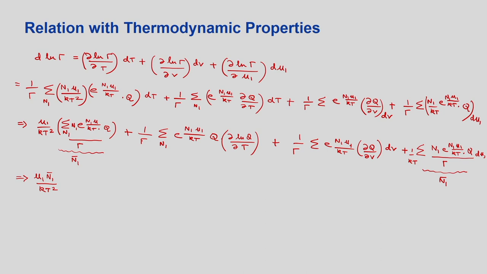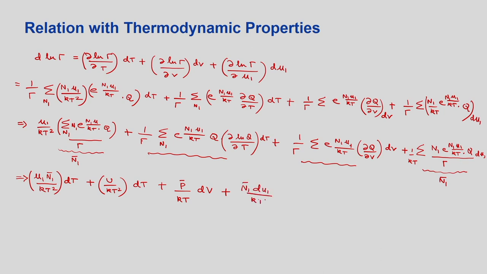So the next expression, let me write out, I will just simplify it for you. This is the term we obtained from the first equation, and this I can write down as U by kT square into dT plus, then this becomes the expression for pressure. So it will be P bar by kT into dV, and then this becomes U by kT square, because it is the average energy term. Fine. And the remaining term I told you will simply be equal to n1 bar into d mu 1 by kT. This will be the term.